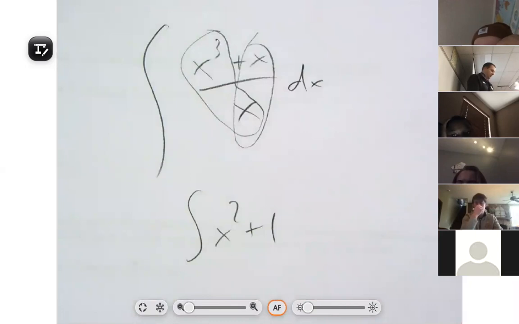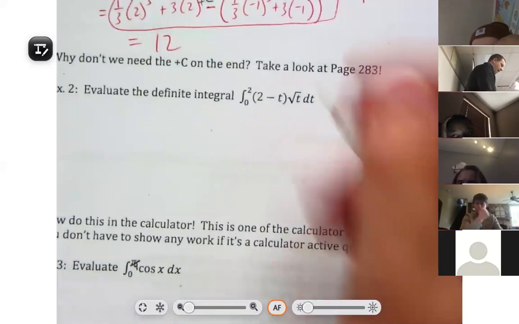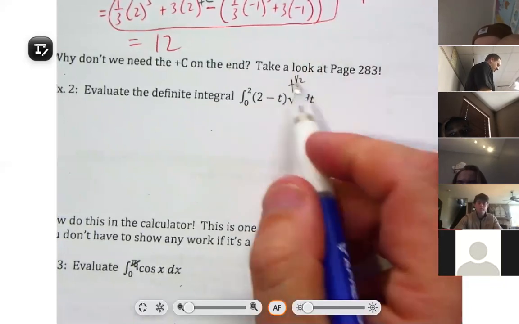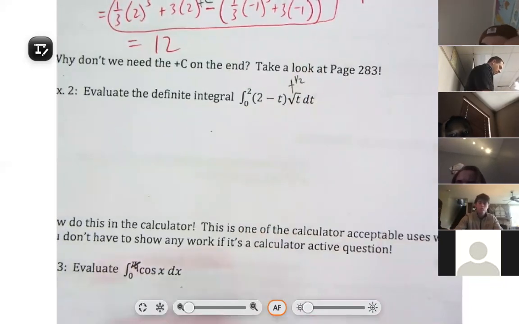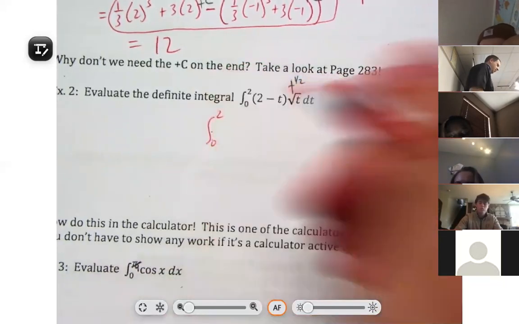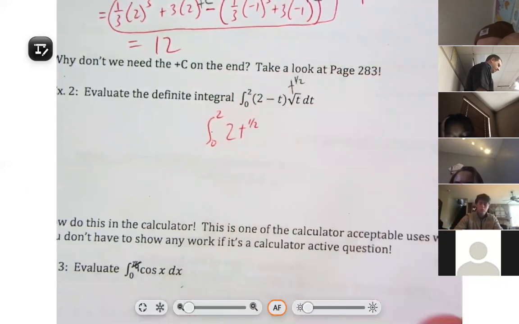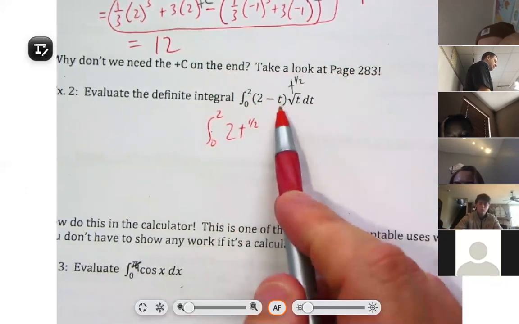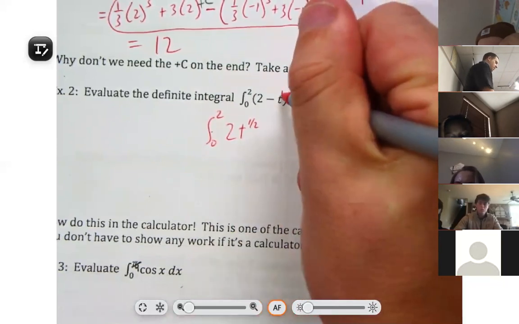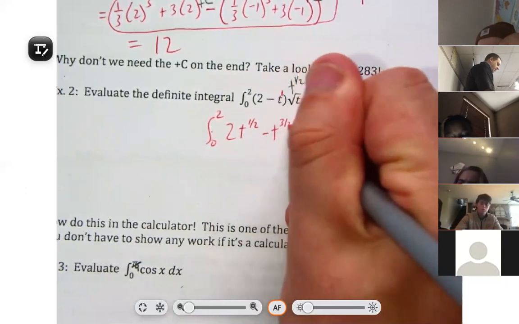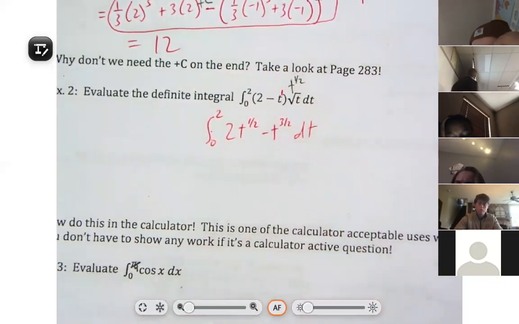So for this one, this is t to the 1/2 right here. So we're going to take t to the 1/2 and distribute it into the parentheses. So we would have the integral from 0 to 2 of 2t to the 1/2, and then t times t to the 1/2. To combine those, we have to add the exponents. So that would be t to the 3/2. Keep in mind, I haven't integrated anything yet. I've just gotten to a point where now I can integrate.